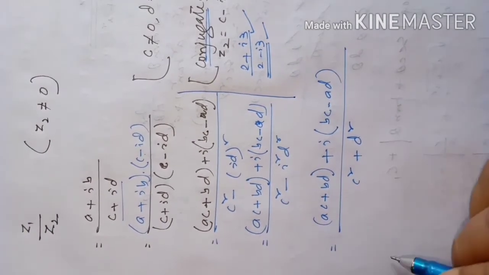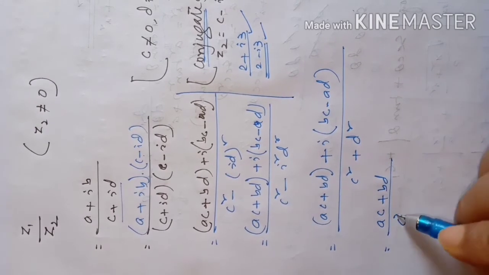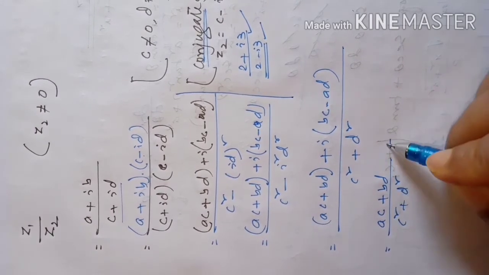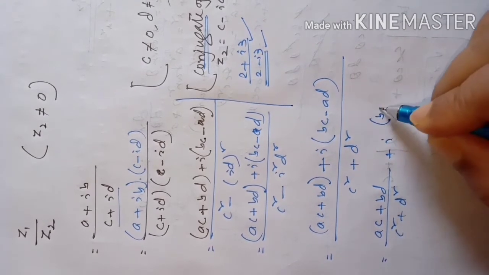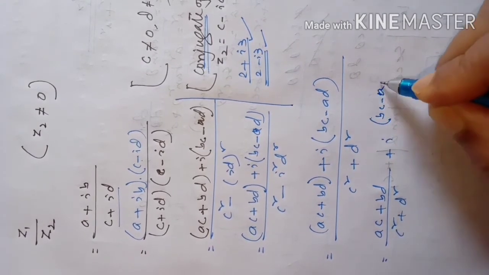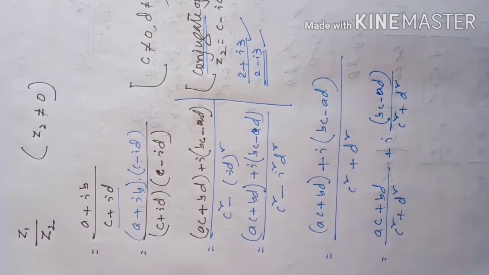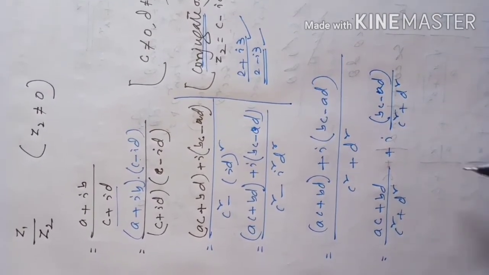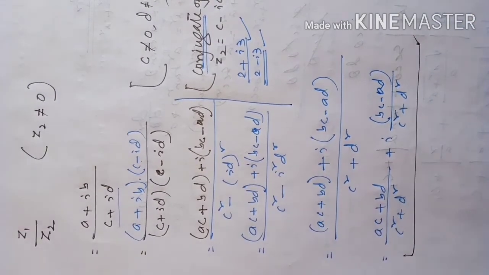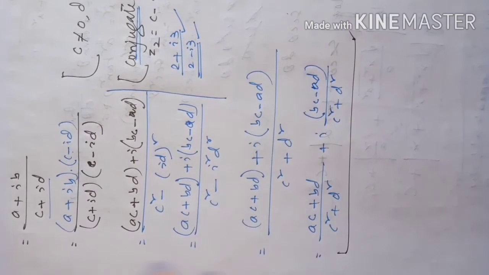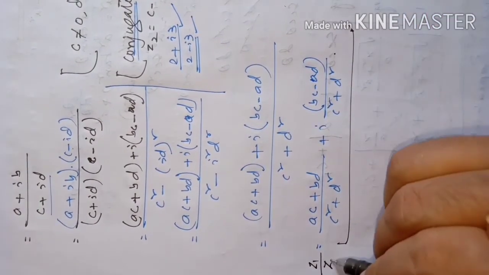So you can say (AC + BD) divided by (c square plus d square), plus iota (BC minus AD) divided by (c square plus d square). So this is the expression that you will get. If we divide a complex number by a non-zero complex number, you will get a new complex number. So Z1 by Z2 is this one.